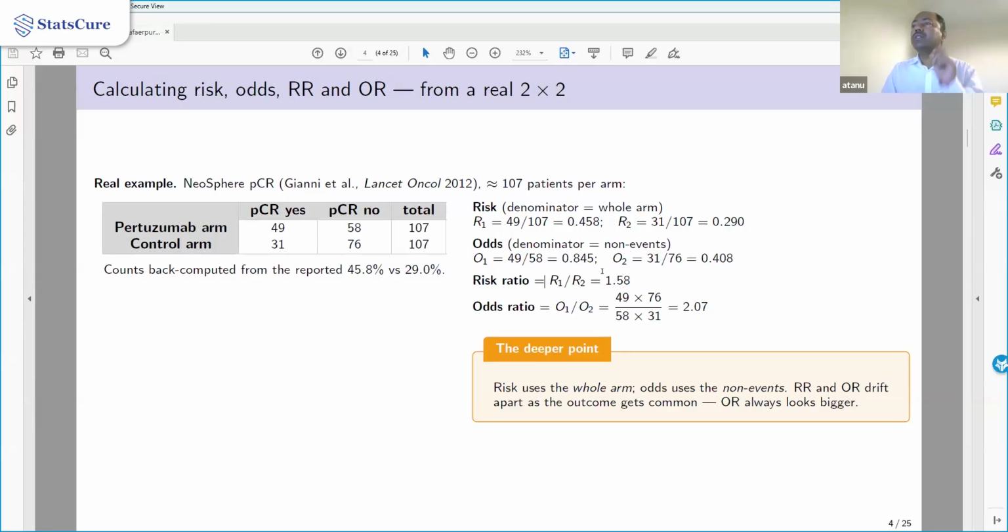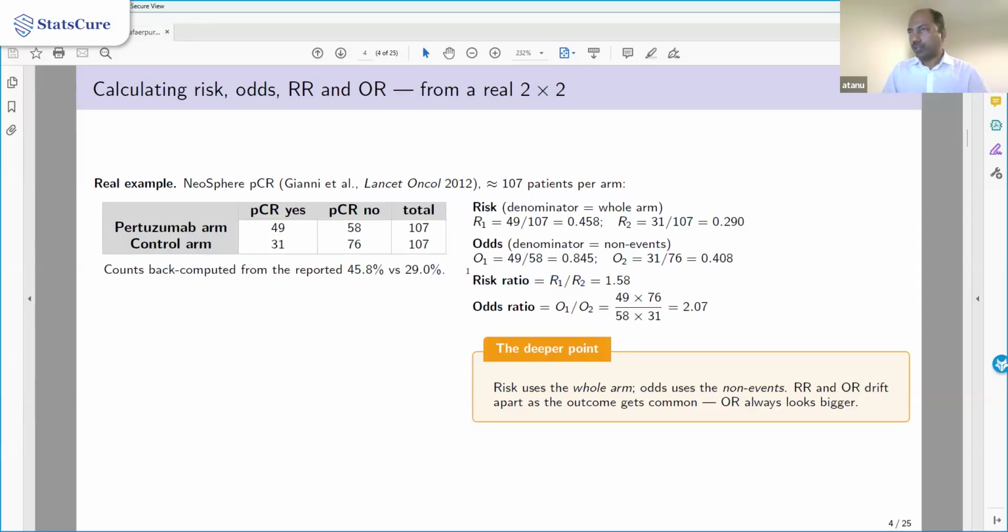While you are using the term "as compared to control", here we are talking about the risk of having PCR among those treated with pertuzumab. The risk of having PCR among control is 0.29. But when you talk about the risk of having PCR in comparison to control, mind the words: the risk of having PCR in the pertuzumab arm in comparison to control. When you use "in comparison to control", you are using R1 divided by R2, and that is called the risk ratio.